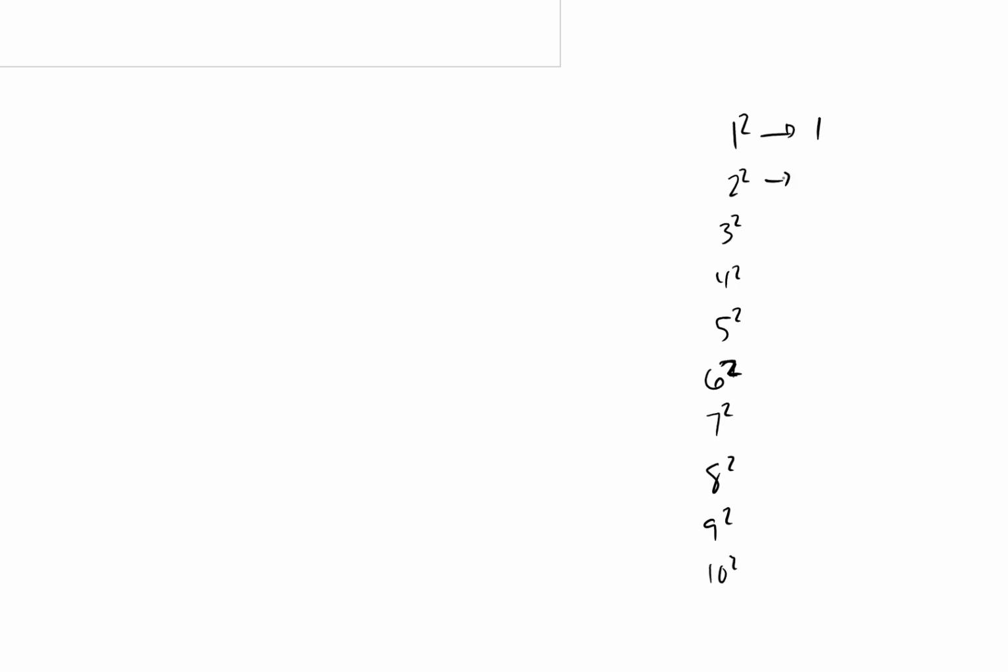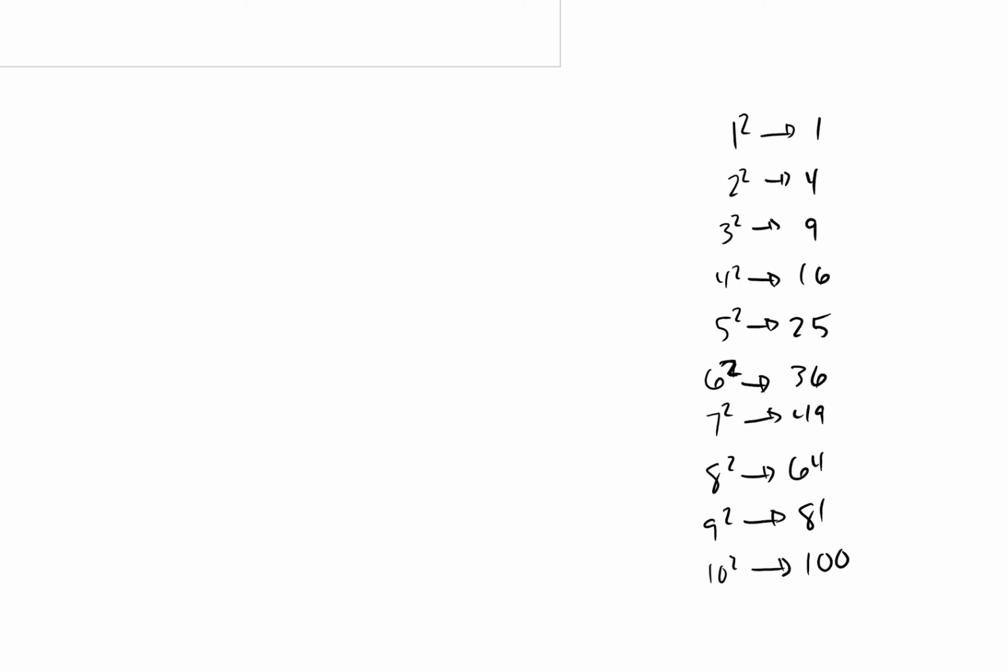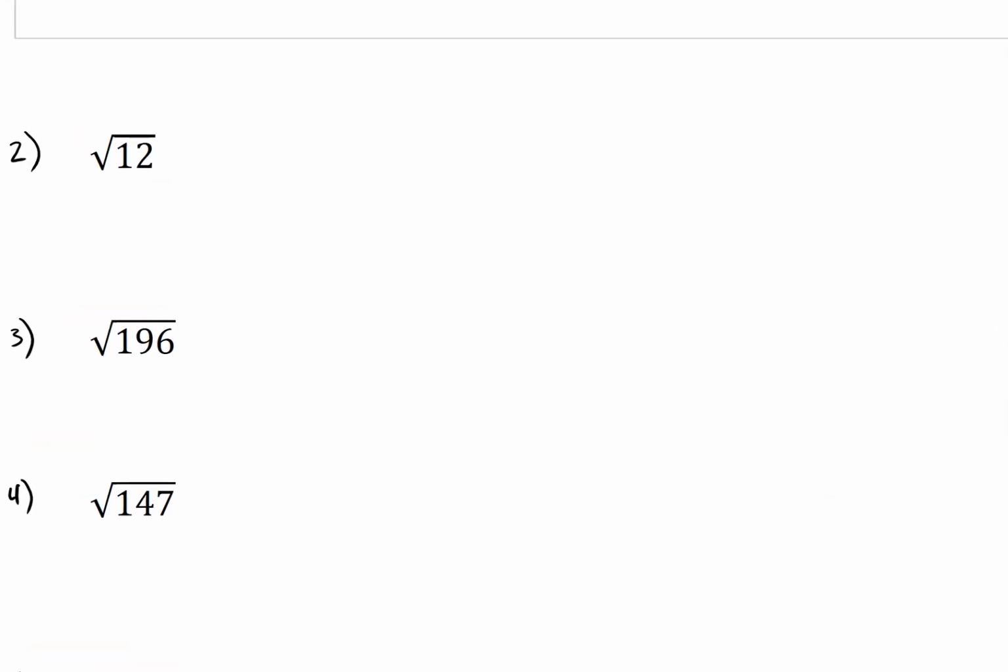It's like 1, 4, 9, 16, 25, 36, 49, 64, 81, and 100. So here's a list of the perfect squares from 1 through 100. And what we're looking for are perfect square factors inside of this radical.